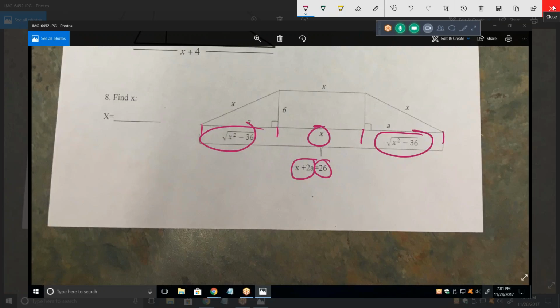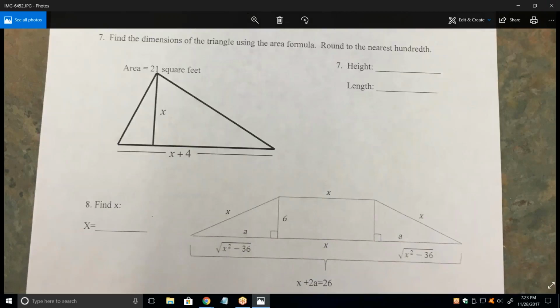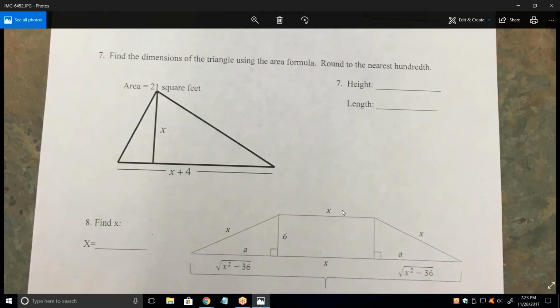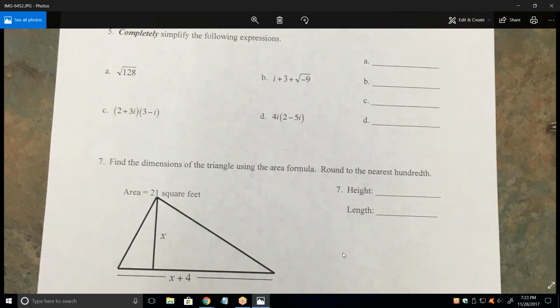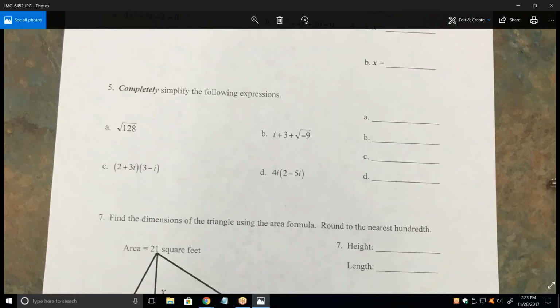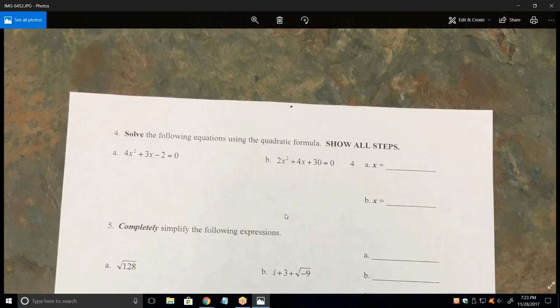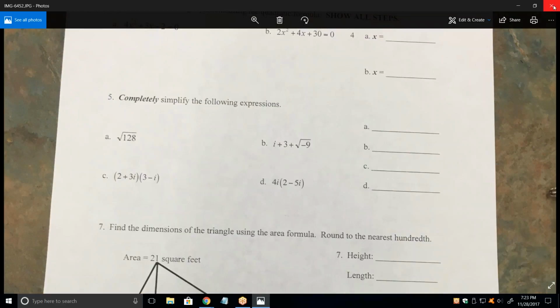Okay. Any other problems on this page you want to talk about? We can do number 3. Number 3? Yeah, it's on the other one. That's on the other page? Yeah. Okay. Let me get there.